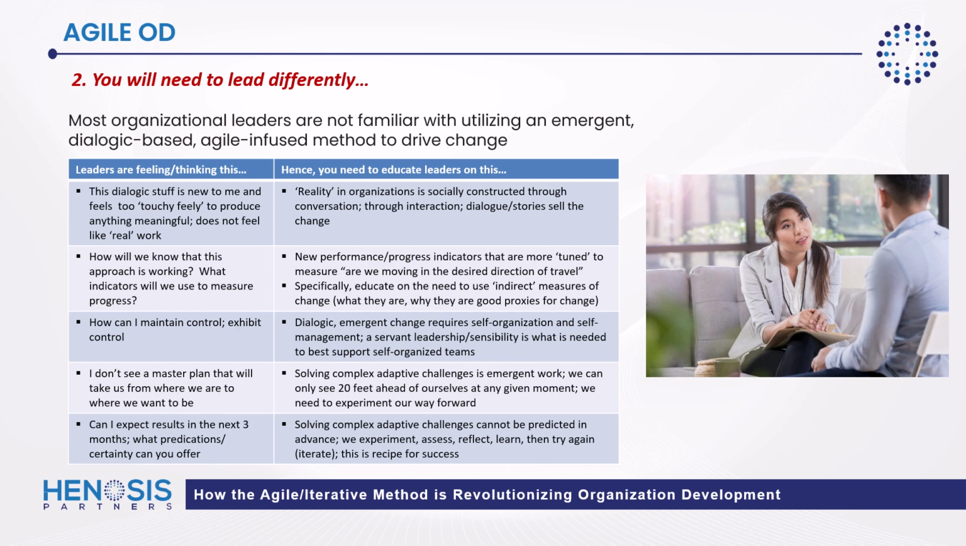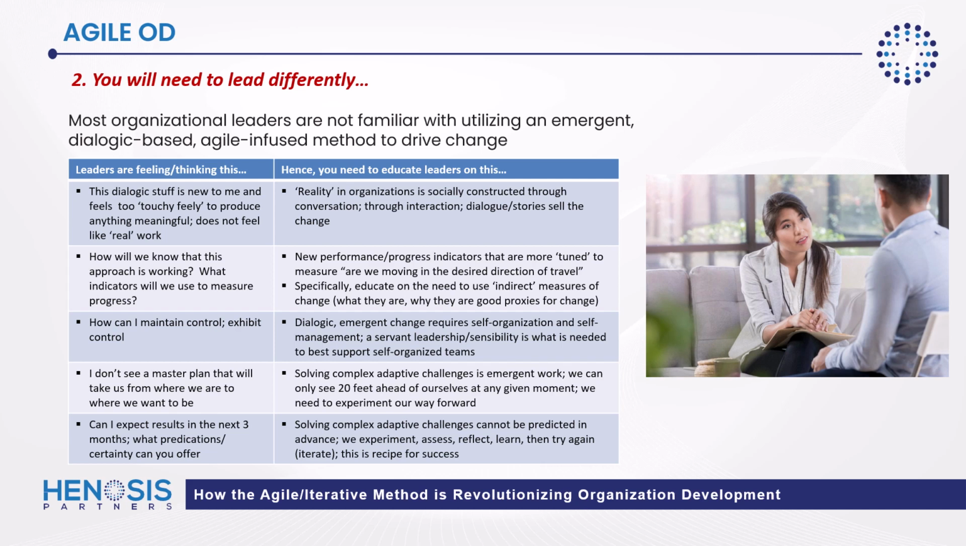Another habitual way that leaders feel and think towards emergent, dialogic-based, Agile-infused methods is with them commenting, saying, I don't see a master plan that will take us from where we are to where we want to be. To this, you'll need to educate leadership that solving complex adaptive challenges is emergent work. We can only see 20 feet ahead of ourselves at any given moment. Hence, we need to experiment our way forward. This is where sharing the Cynefin change model that we discussed earlier could be helpful to educate leaders on the difference between complicated challenges and complex challenges.